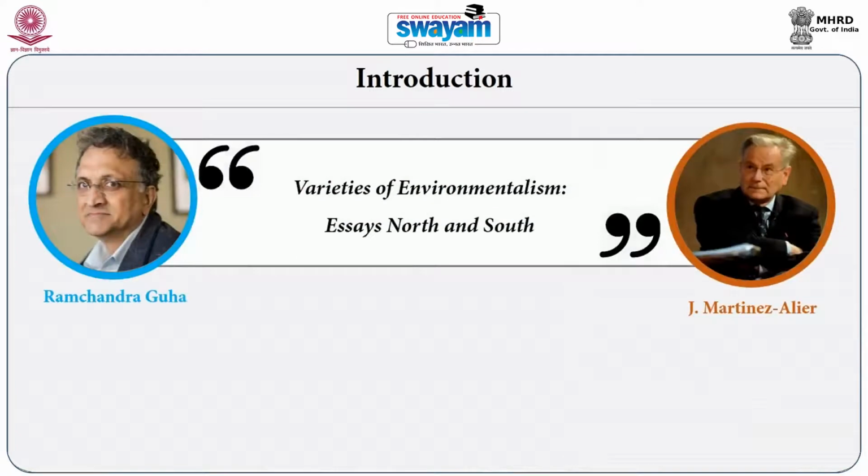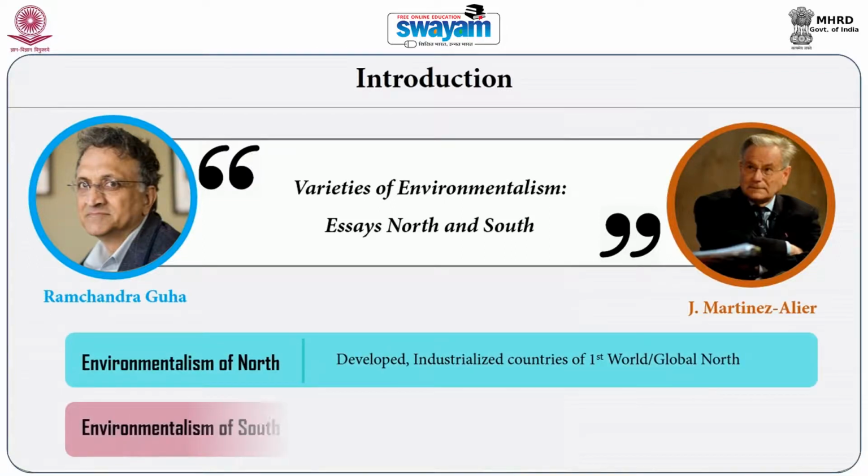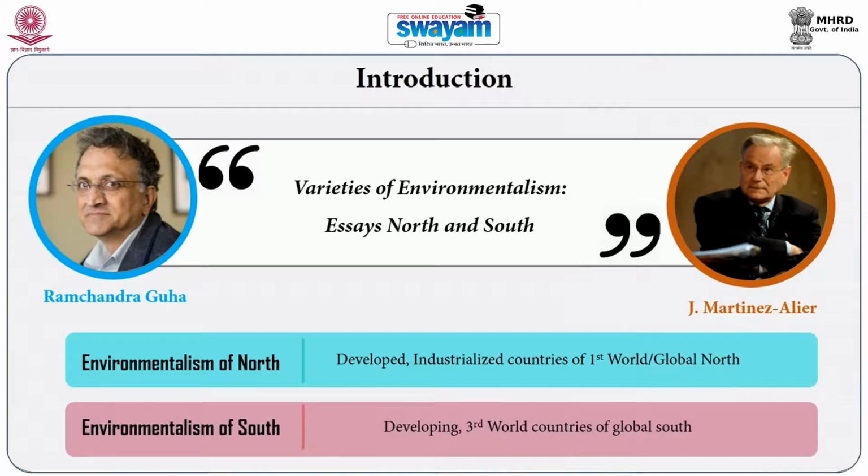In today's class we will discuss various types or dimensions of environmentalism, and we will follow Ramchandra Guha and Joan Martinez-Alier's framework, where they discuss varieties of environmentalism. I am referring to their book Varieties of Environmentalism: Essays North and South, and we will discuss how environmentalism differs in different parts of the world, how it manifests itself in the first world or developed, industrialized countries, and how it manifests in third world or developing societies.